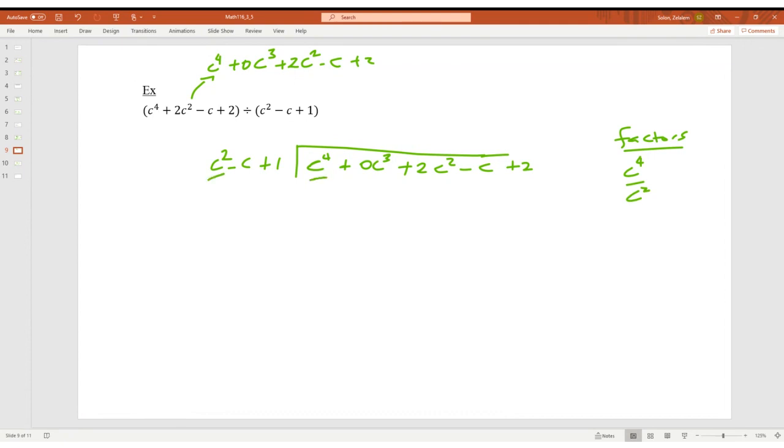C to the power 4 divided by c squared. So 4 minus 2 is 2. So I have c to the power of 2. Okay, so the c to the power of 2 goes up here.